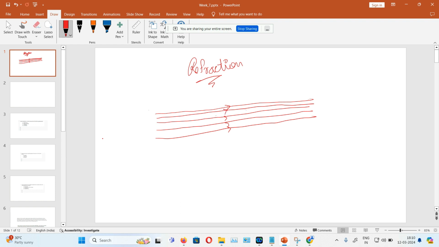Consider a source emitting light in a particular direction, so it will travel in a straight line. If the beam is very narrow, we can represent the light in the form of a ray. So this is called a ray of light. This is a very narrow beam of light. Now we know that light will travel in a straight line.